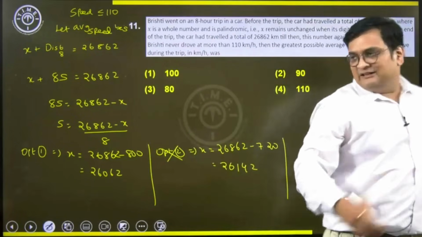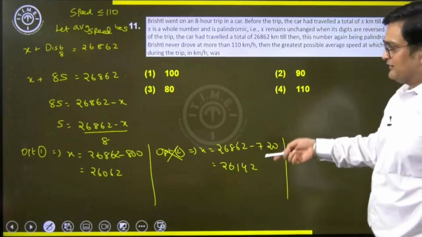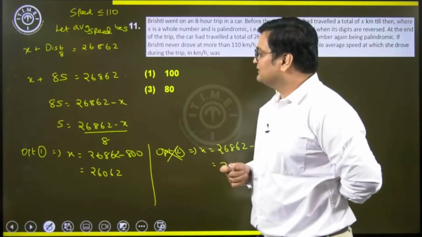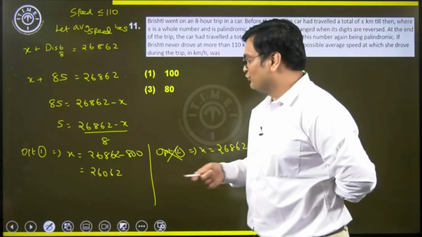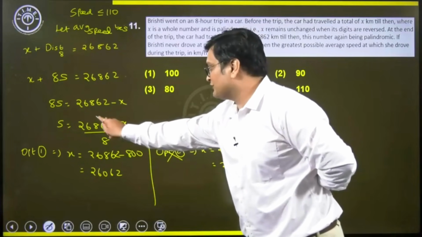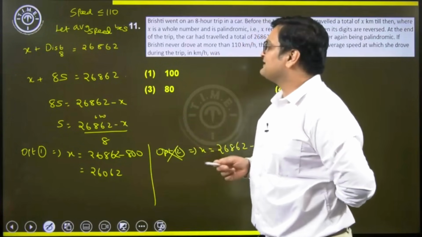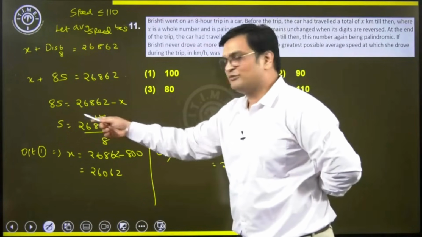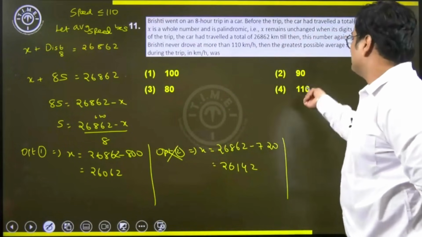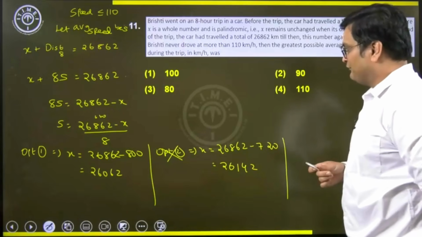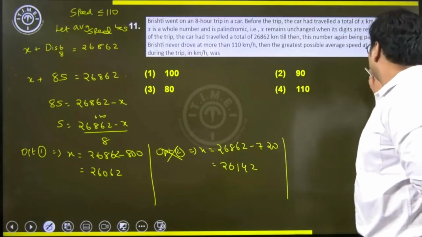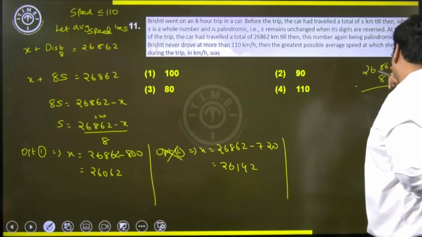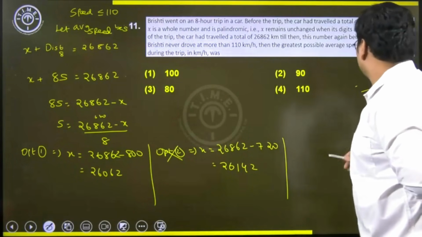And similarly, you can see for the other option choices. If you put 80, 80 into 8 is 640. If you remove 640 from this, will the resulting number be a palindrome? Again, it won't be. The last 3 digits you will get will be 2, 2 and 2, so it is not a palindrome. The initial 2 digits are 2, 6, so that is also not possible. If you put 110, you need to subtract 880. So 26862 minus 880, the resulting number again won't be a palindrome.